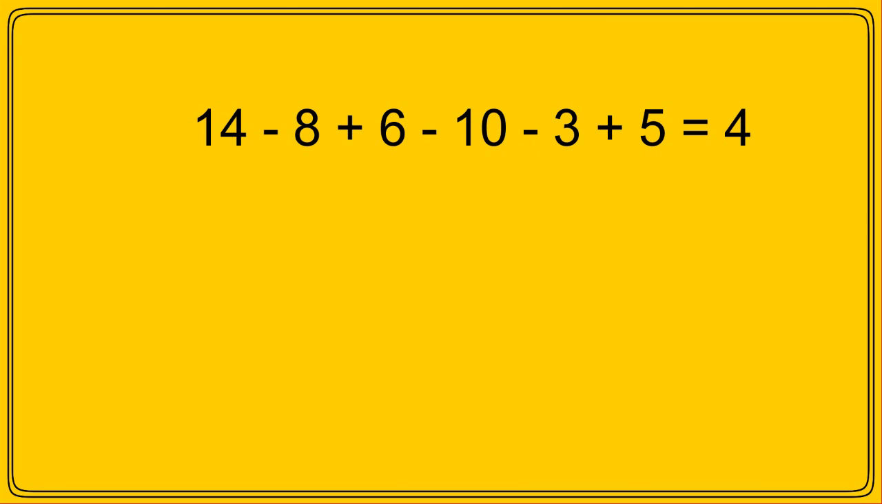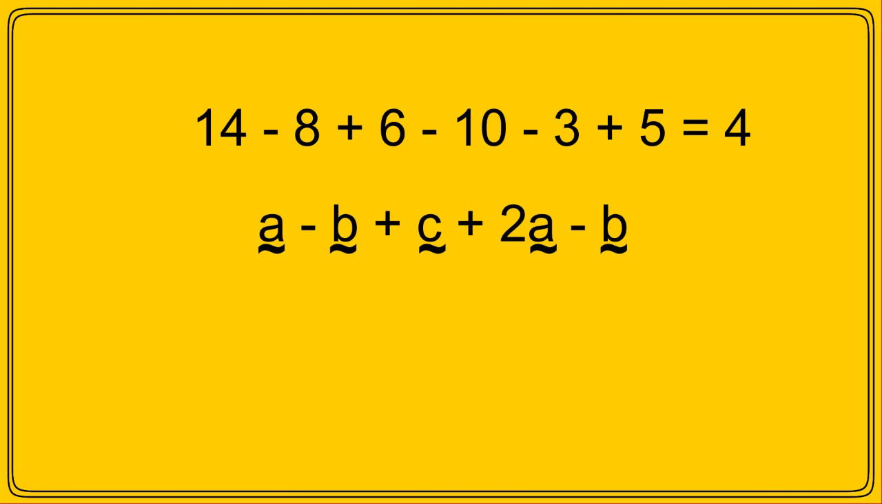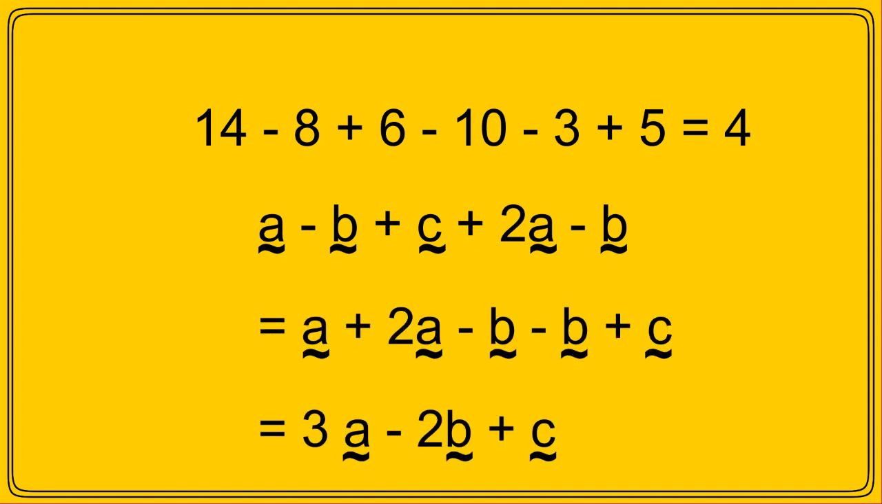Surprisingly, perhaps, it's the same with vectors. If we have a string of vectors to add and subtract, such as a minus b plus c plus 2a minus b, we can do them in any order as long as we keep the right sign with the right vector.